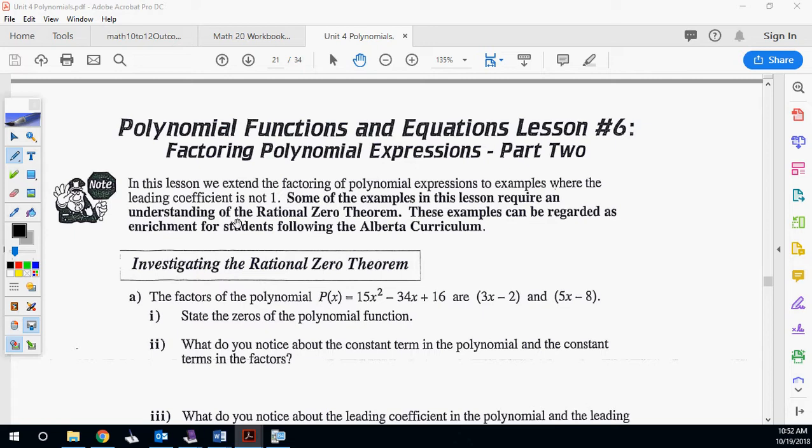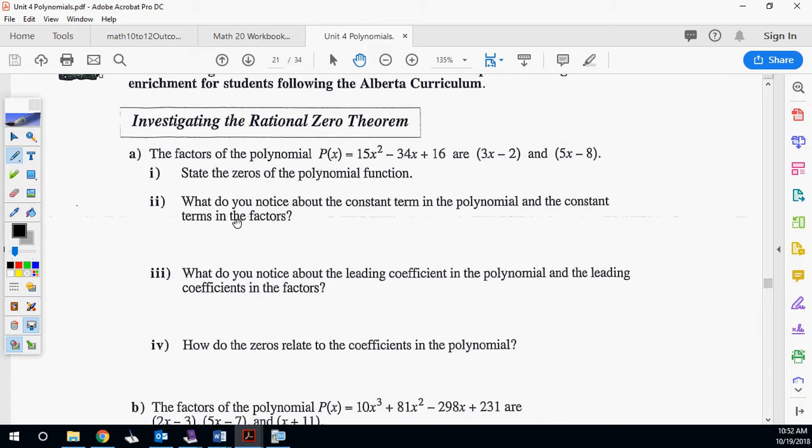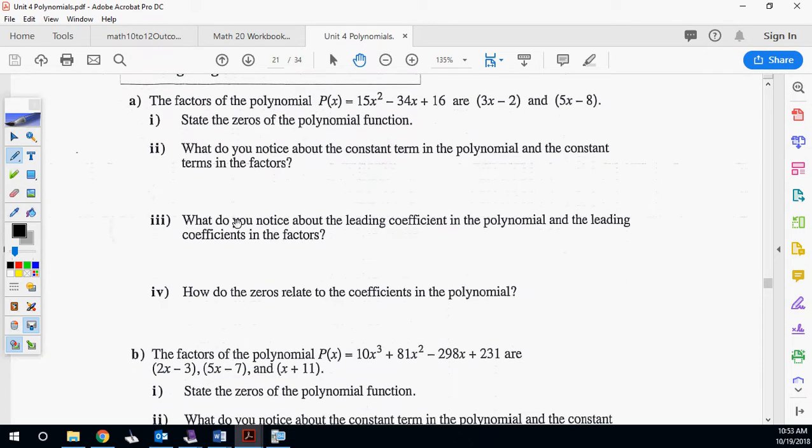Some of the examples require an understanding of the rational zero theorem. These examples can be regarded as enrichment for students following the Alberta curriculum. This is enrichment in the sense that you could see this in a diploma as an excellence question. Okay, but let's look at this one. The factors of polynomial 15x squared minus 34x plus 16 are 3x minus 2 and 5x minus 8. State the zeros of this one.